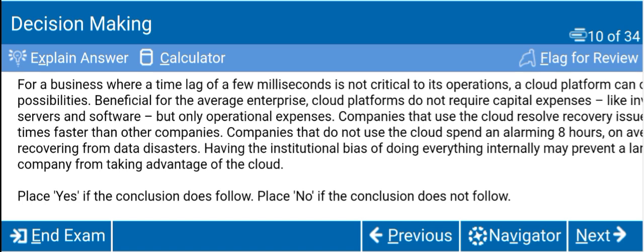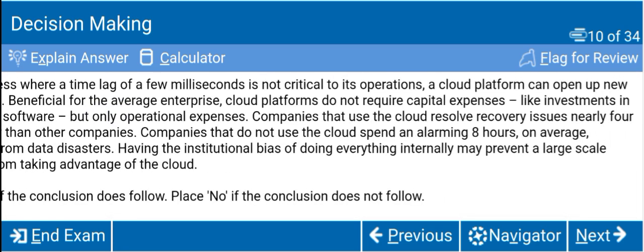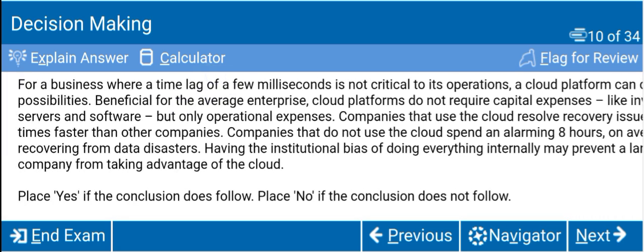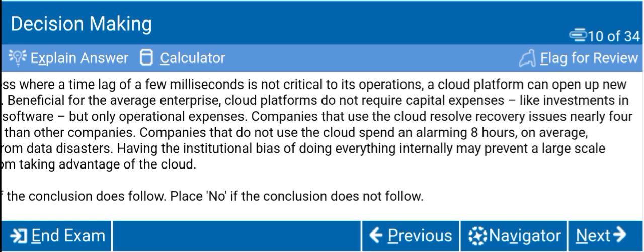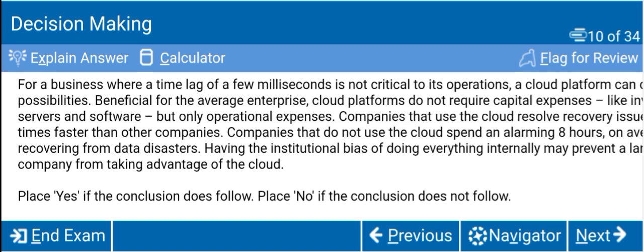Companies that use the cloud resolve recovery issues nearly 4 times faster than other companies. Companies that do not use the cloud spend an alarming 8 hours on average recovering from data disasters. Having the institutional bias of doing everything internally may prevent a large scale company from taking advantage of the cloud.